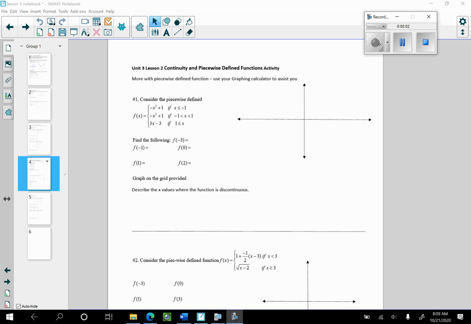Okie dokie, today we're going to talk about Unit 3, Lesson 2, Continuity and Piecewise Defined Functions. I'm doing piecewise defined functions right now in my Algebra 2 class, and we did do those in Algebra 2. As many of you stated, it was kind of a foggy topic, and we're going to talk about it again in this class, and then we will use piecewise defined functions a lot in calculus.